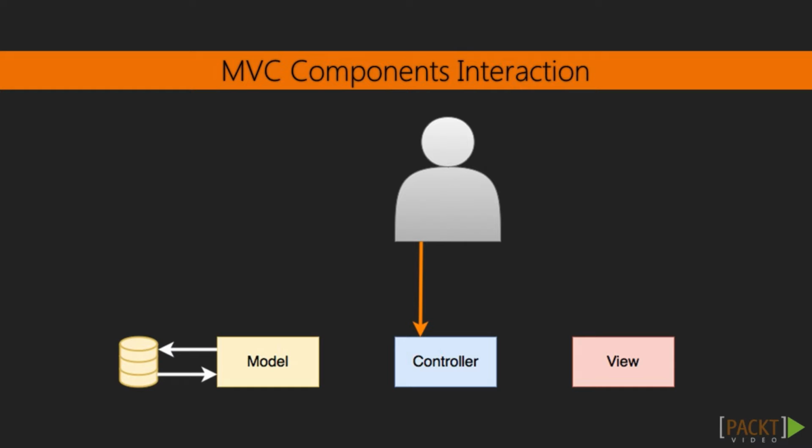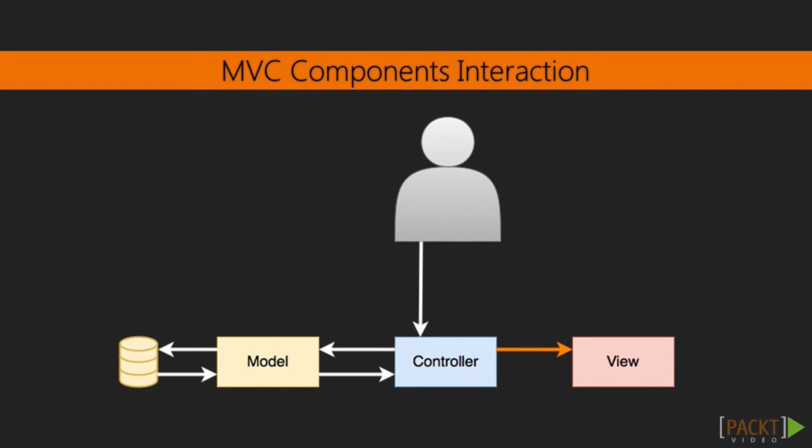First, the user initiates an action. For example, requests his profile details. The controller handles the request and requests user details from the model. The model retrieves the data, applies any business logic required, and returns the data to the controller.